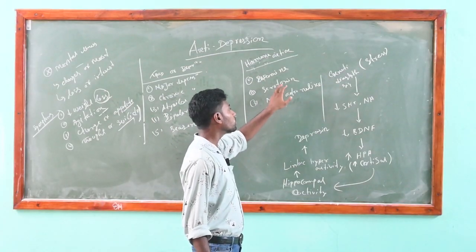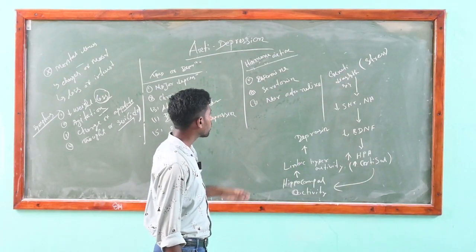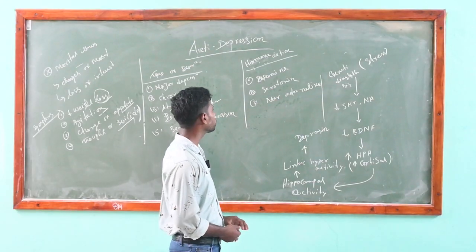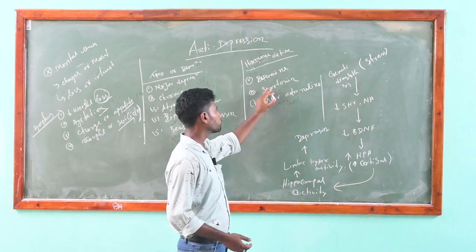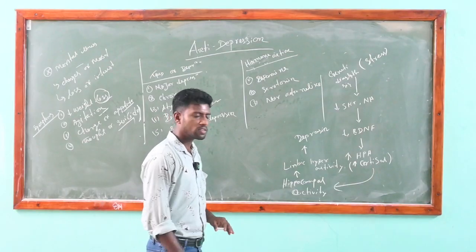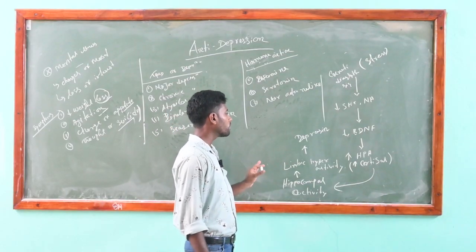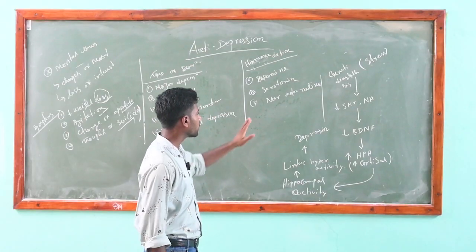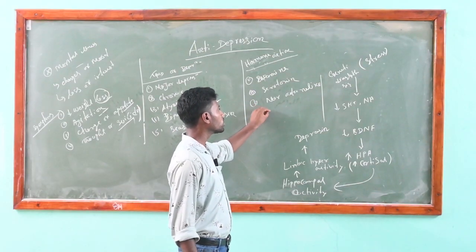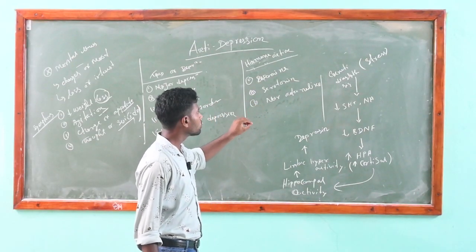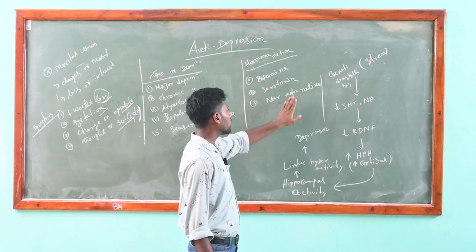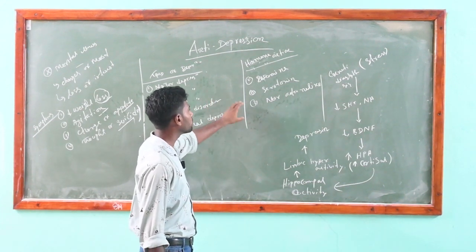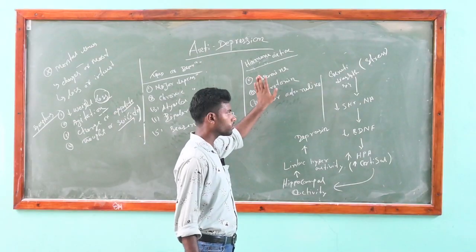Now serotonin. Serotonin means 5-hydroxytryptamine. When the serotonin level decreases in our body, the cortisol level increases, and depression comes into our body. Now another one is noradrenaline. This mechanism is the same as for serotonin and dopamine.